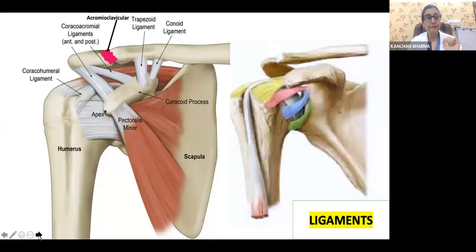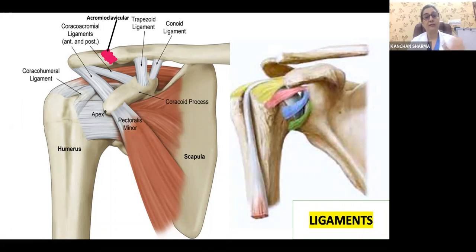Okay, fine. Ligaments, ample amount of ligaments are there. What you need to remember is this ligament, the coracohumeral ligament. Recently, it has gained lots of attention because fibrosis of this ligament results in adhesive capsulitis, which in local terms we call frozen shoulder. So always try to remember the coracohumeral ligament.